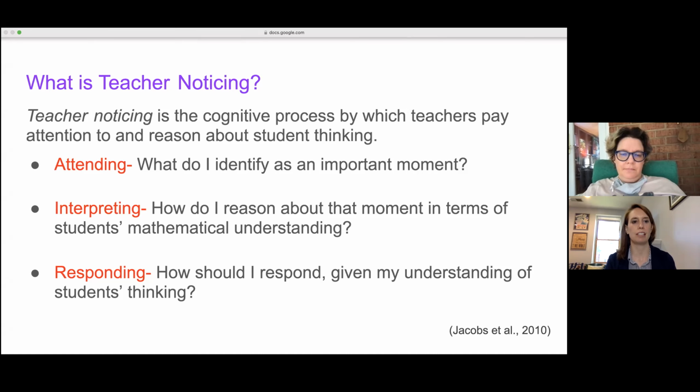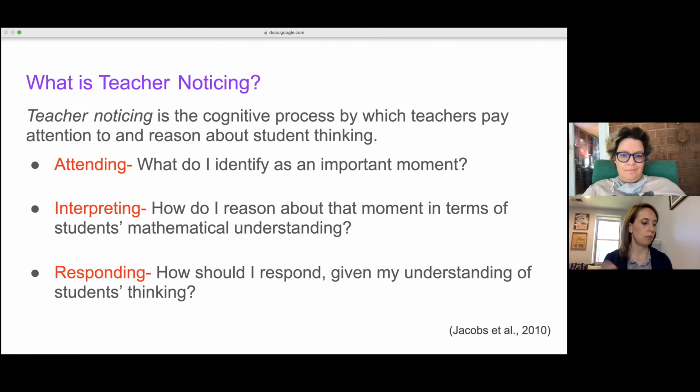The first one is that you, as a teacher, first have to identify what you think is an important moment. That's the filtering process of everything that's going on in a classroom. How do I identify what is an important moment? And for us, we're thinking about it in terms of an important moment of students' mathematical thinking. Then, once a teacher identifies something that they see as important, how do I reason about that moment in terms of students' mathematical understanding?